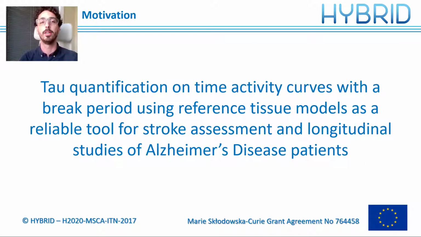Our motivation here is to perform tau quantification on time activity curves with a break period so that patients can rest during the protocol, and we also want to use reference tissue models to avoid arterial cannulation, and we want that to be a reliable tool for stroke assessment and longitudinal studies of Alzheimer's disease patients. So these methods need to be robust against perfusion changes.